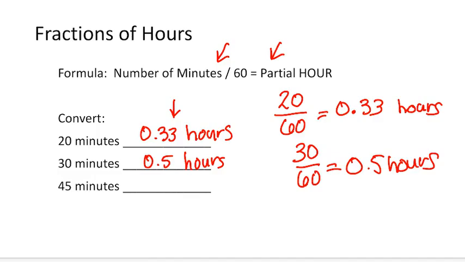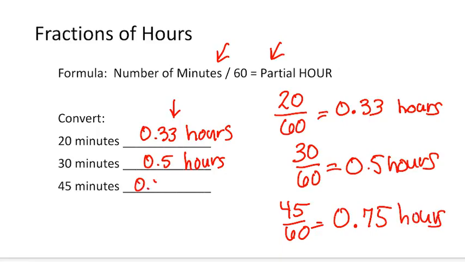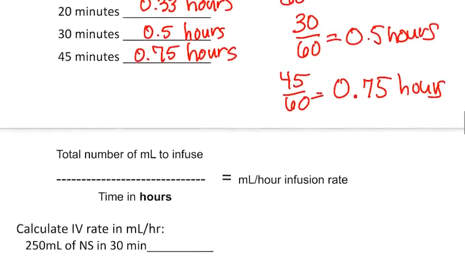Okay, I'm going to do the same thing with 45 minutes. If I take 45 and divide that by 60, over to my calculator, even though I'm pretty sure I know what it is, that's going to be 0.75 hours. Okay, I'm going to write that in here, 0.75 hours. Okay, and that's how that's going to look, but let's see how that looks in a math problem.